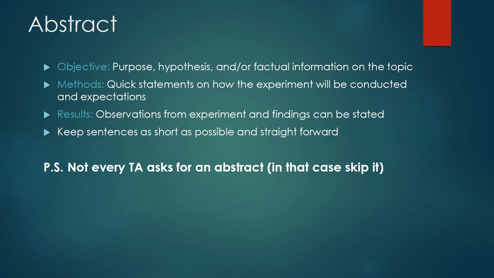And the results: usually the abstract comes in the end. You write the whole lab report and you write your abstract in the end, so that you can write your observations from the experiment and findings that can be stated, and that will be for your results. And make sure that you keep your sentences concise. Don't try to write lengthy sentences, because you want to make sure that it is not too long.